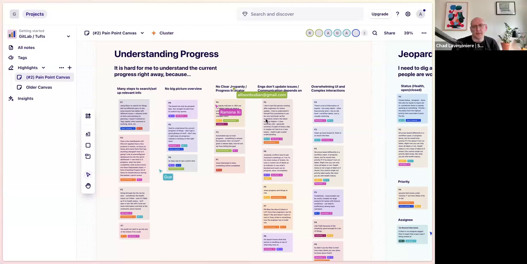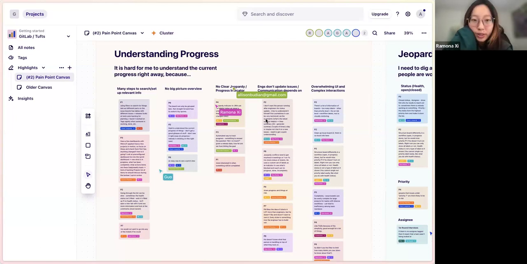What about everybody else? What are you thinking? So my two choices are labels and no clear jeopardy and progress indicator. I think labels are actually the first thing I noticed when I first saw the issue board, because it was to me also a little bit overwhelming.